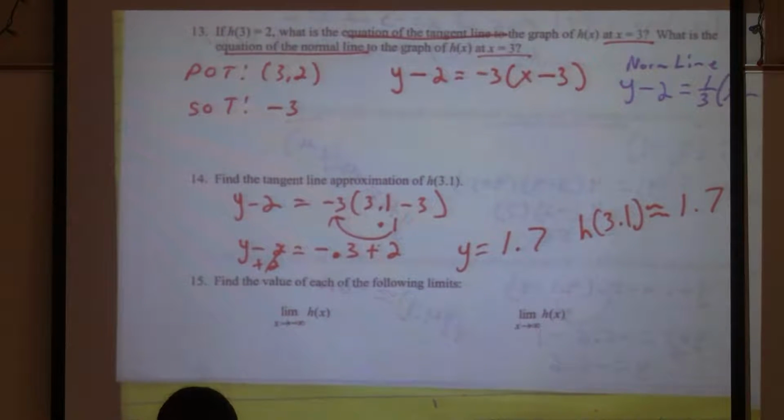Does it become a little easier when you think of it as money? Yes? All right. Let's look at question 15.